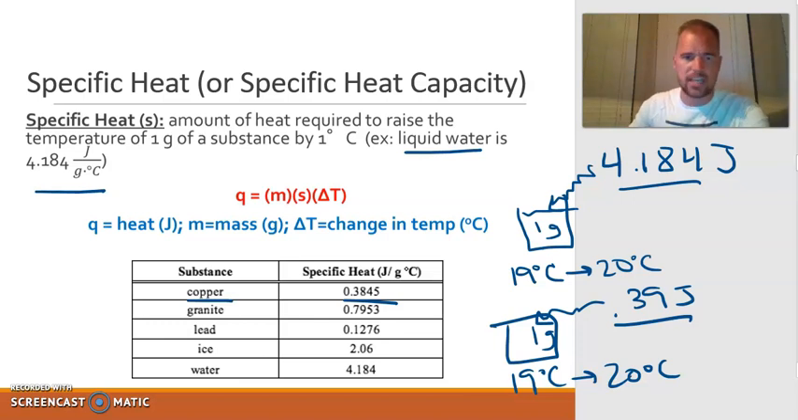All right, so let's keep on going. So in the last video, we talked about what specific heat was, and I forgot to mention, or not forgot, but we just ran out of time. So this is your equation for specific heat. I'll refer to this as the specific heat equation.